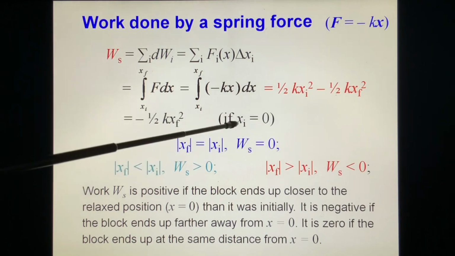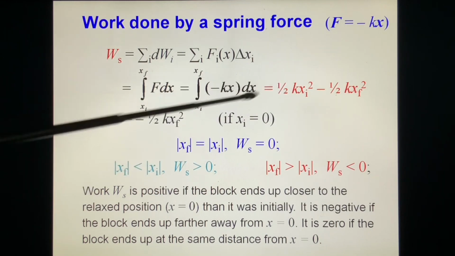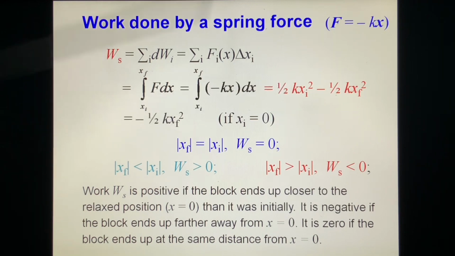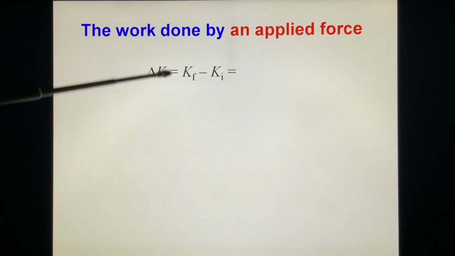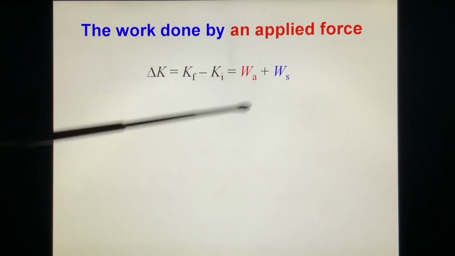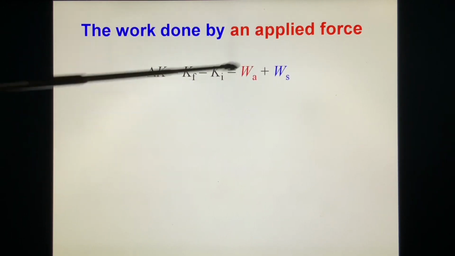So usually when x_i is 0, starting from the relaxed state, this is 0. So we get the work done by the spring is minus half k x_f squared. The work done by an applied force in the spring case: we know delta K equals K final minus K initial, equal to the work of two forces, applied force and spring force.